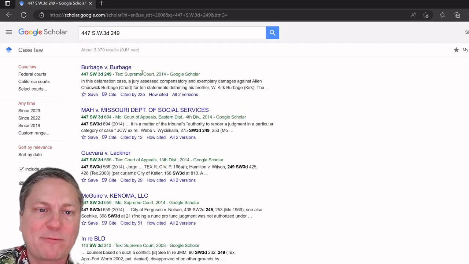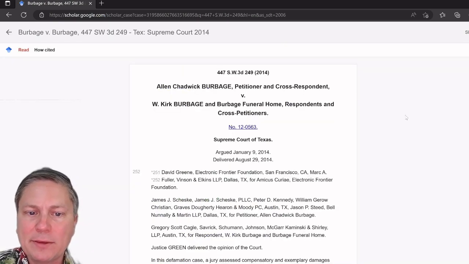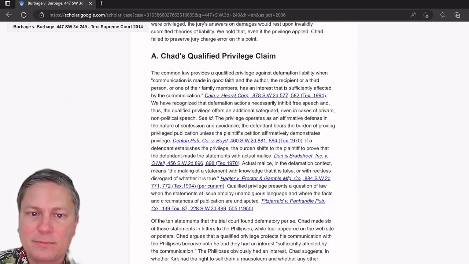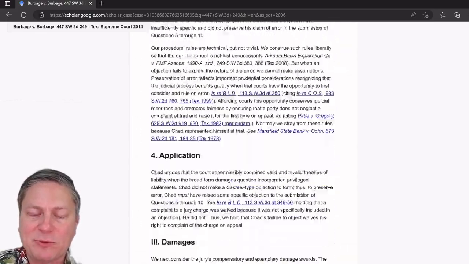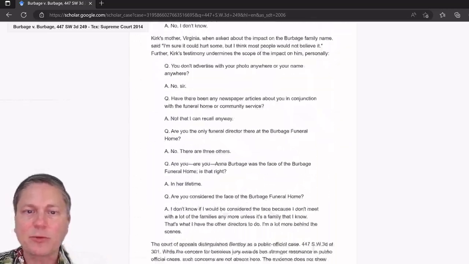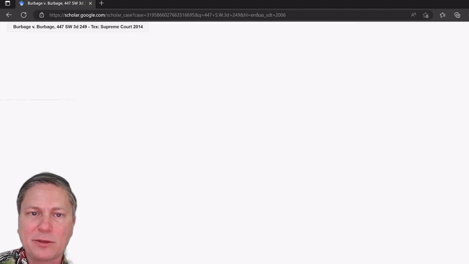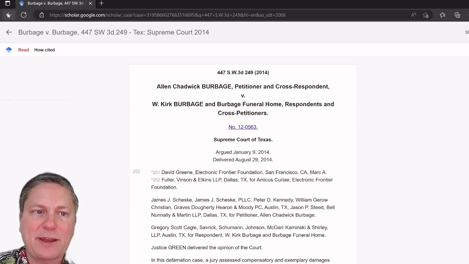So now it goes Burbage versus Burbage, and you can see they say it's Texas Supreme Court. And then you can pull it up, and you can go read the whole thing. And this is a legal opinion, and we won't go into all the details, but you can see that you are literally just reading the legal opinion, and these are footnotes at the bottom from the opinion. So you can take those numbers and find whatever you want to read.